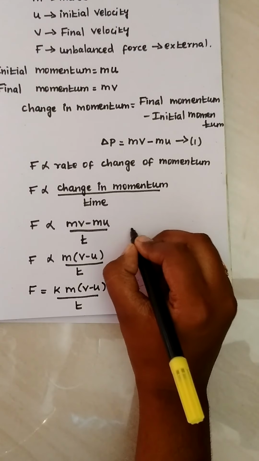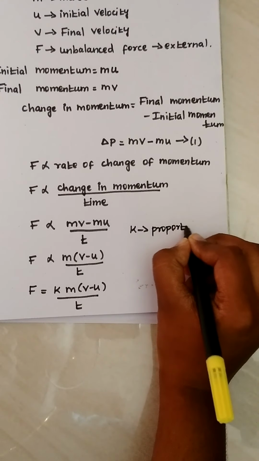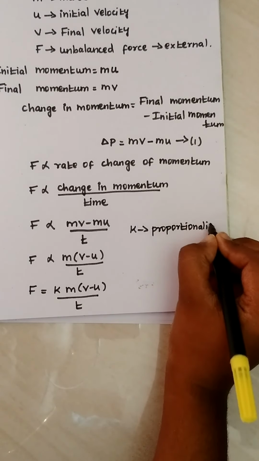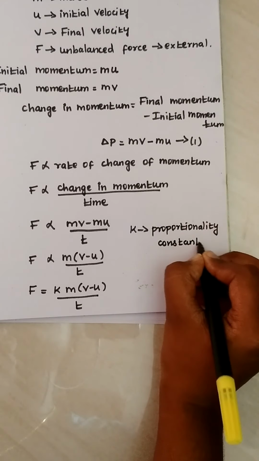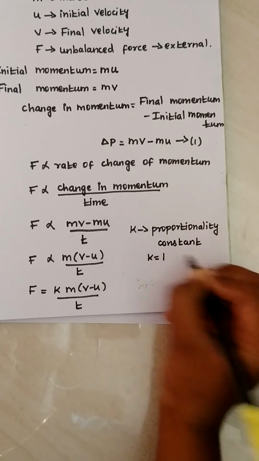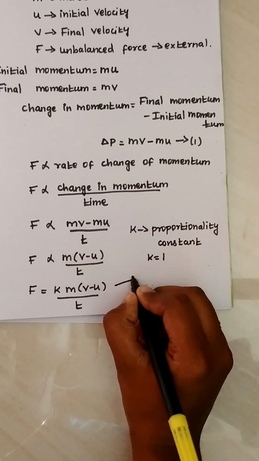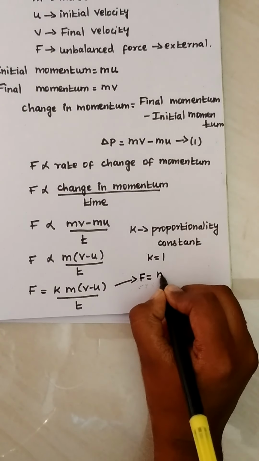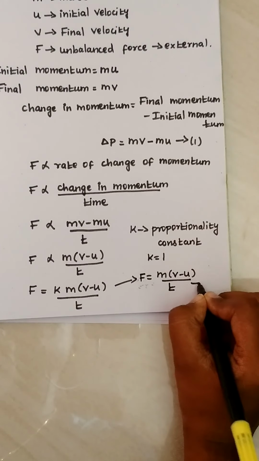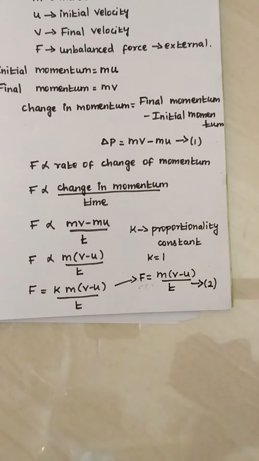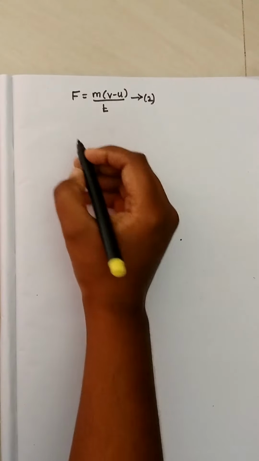So where this k is called as proportionality constant. If that constant value is k, அப்ப இங்க k க்கு பதிலா 1 ன்னு substitute பண்ணா what will be the remaining equation? F is equal to m into v minus u divided by t. Okay, so take this as second equation. So once again I have just written equation 2 for your reference.